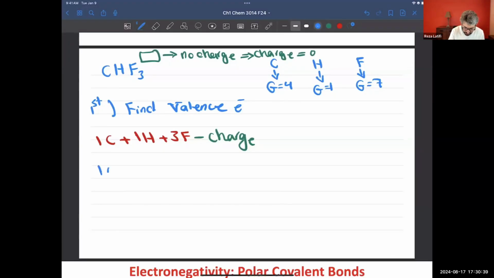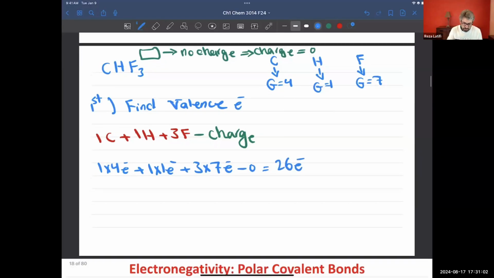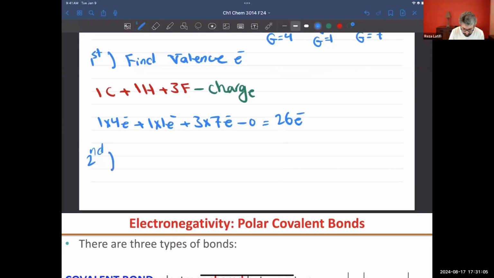So I'm going to say 1 multiplied by 4 electrons for carbon, 1 multiplied by 1 electron for hydrogen, and 3 multiplied by 7 electrons for each fluorine. Minus the charge, which is 0, so we don't care about that one. I get 21 plus 1 plus 1, 22, 26 electrons. We got 26 electrons. Next, sort them based on electronegativity.